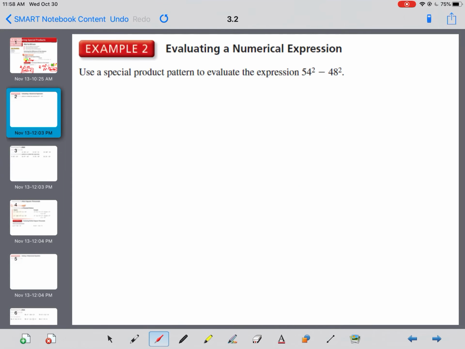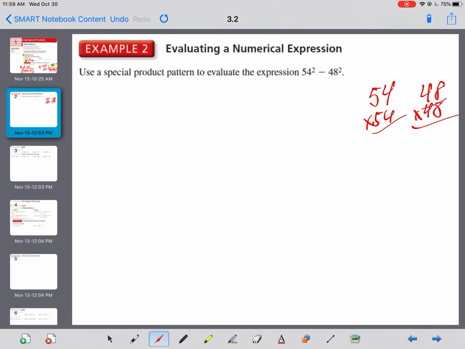Okay. Now, the book goes into a way of thinking mathematically that would be beneficial if, for some reason, maybe you didn't have a calculator. And you had to evaluate this, 54 squared minus 48 squared, instead of doing 54 times 54 and 48 times 48 and figuring out what those are and then subtracting them. They teach you to use the difference of squares to kind of help out with that. We're not going to use that much, but I'll show you just in case you ever want to practice it and put it in your mathematical tool belt.